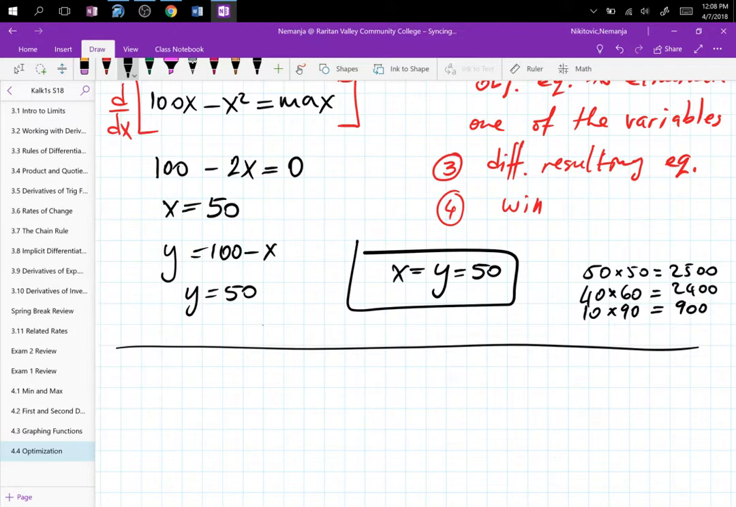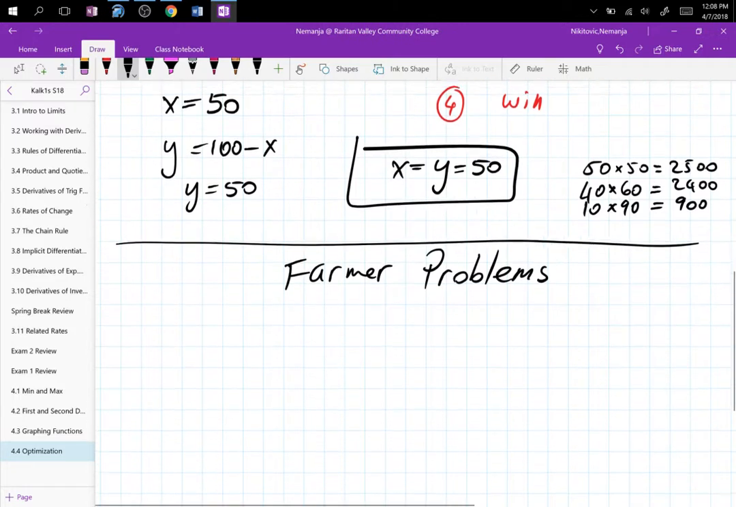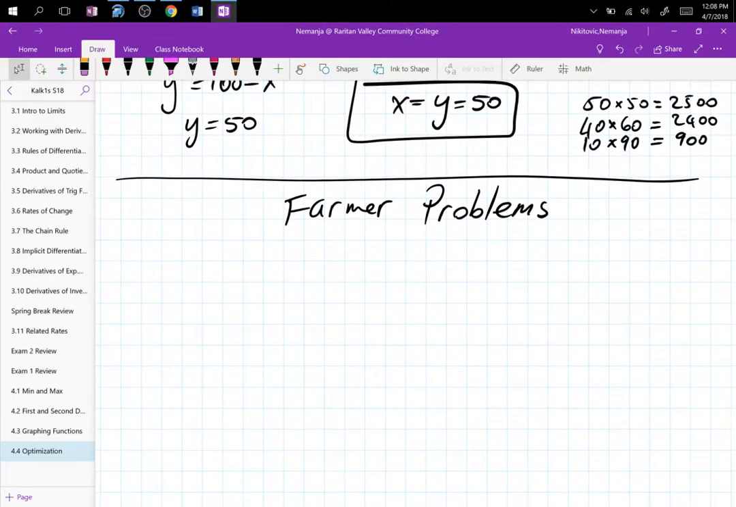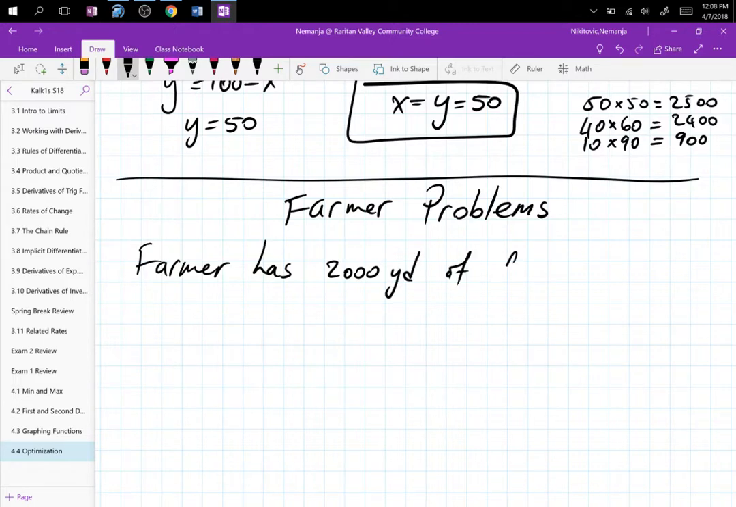Now, let's do the farmer first. Farmer problems. These are very standard. There's a 90% chance that a farmer problem is going to end up on one of the exams, in one variation. We're going to do like 5 different variations on a farmer problem right now. So what is the problem? Farmer has 2,000 yards of fence.